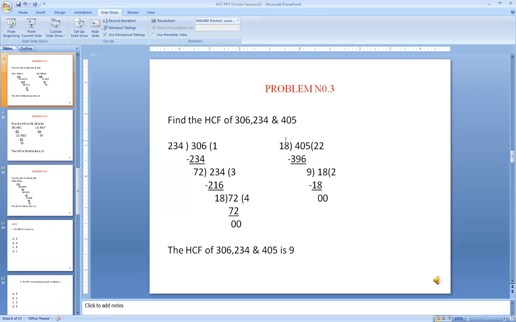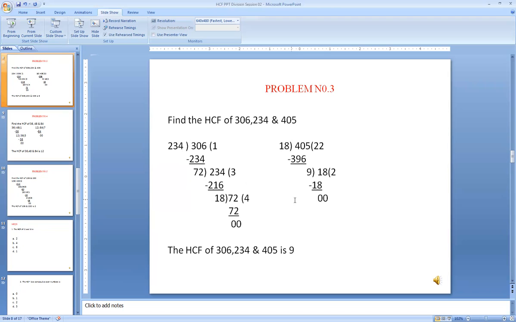But we should see that one more number is there, that is 405. For the calculation of the HCF of these three numbers, 405 again should be divided by the last divisor of the previous two numbers, that is 18. 22 times is 396, remainder is 9. Again we should take the previous number 18, then we get the remainder 0.